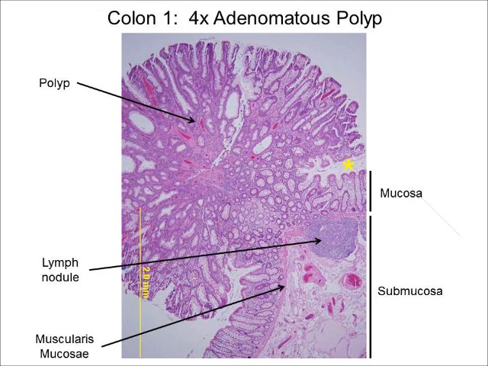Examine the polyp under the 4x objective lens. Locate the muscularis mucosae and note that the polyp does not extend beyond it, although the muscularis is broken in regions by lymph nodules. This means that the polyp is non-malignant or benign. Center the slide over the junction between the normal mucosa and the edge of the polyp, indicated here by the yellow asterisk.